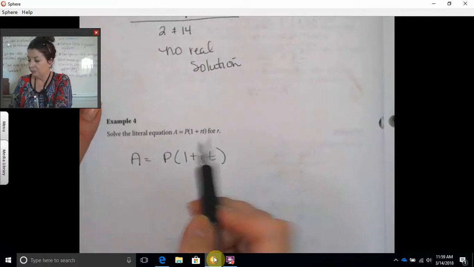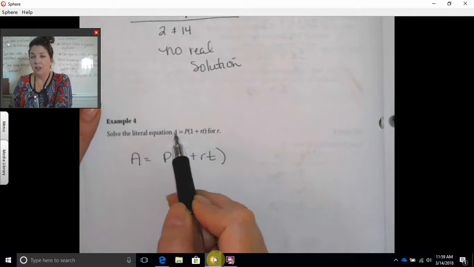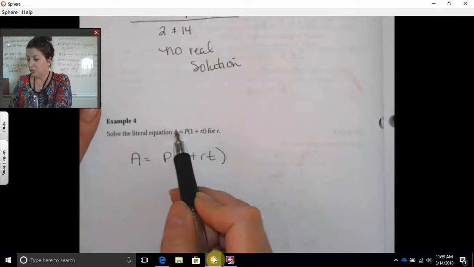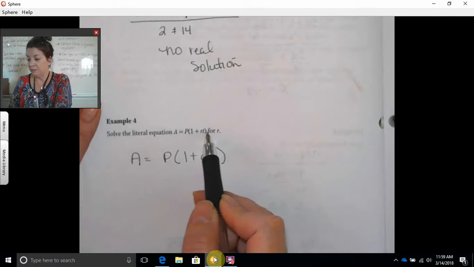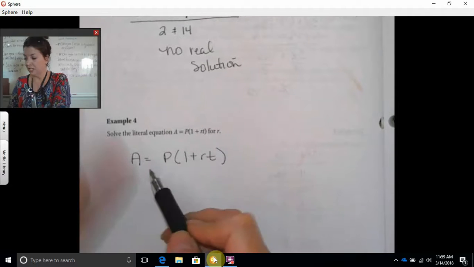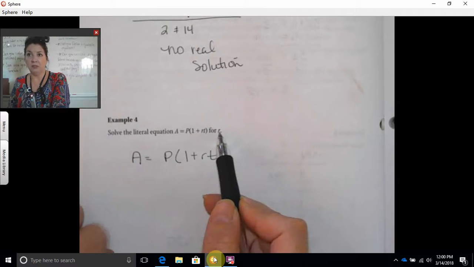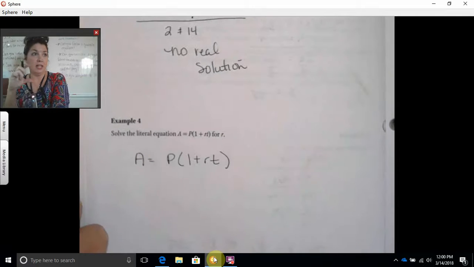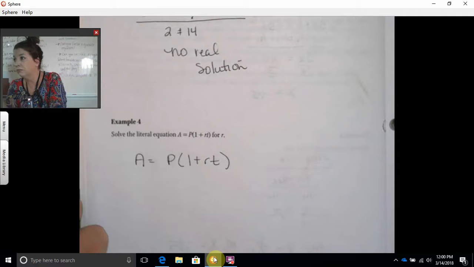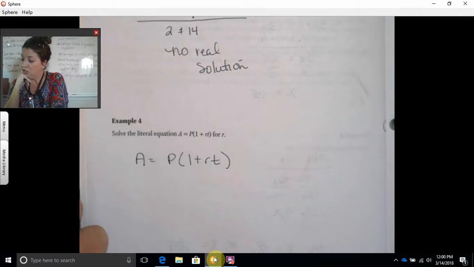So right now, this is the amount in the account, right? Equals principal times 1 plus rate times time. So we know if we want to solve for A, this is how you do it. Well, they're saying get R by itself. So that means if you want to know what the rate is, we'll change the formula. Okay? So you could do this a couple of different ways.